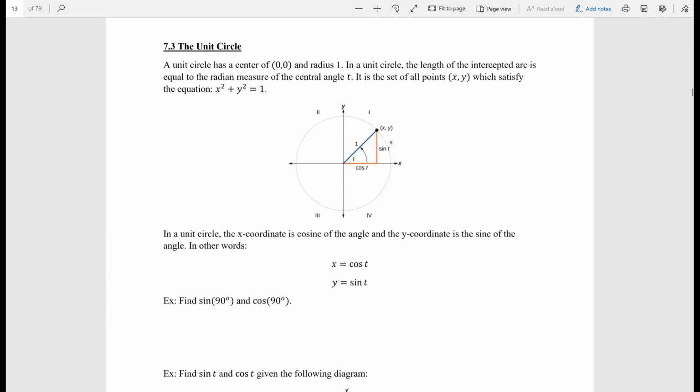This is 7.3, the unit circle. So here, the unit circle is just basically a circle with a center of 0, 0, and a radius of 1. So if you think about the circle, it kind of looks like this.